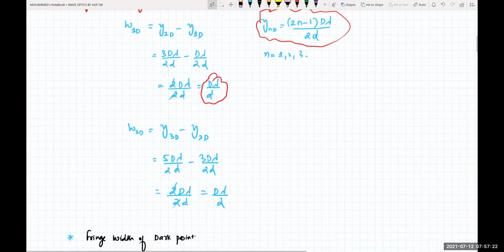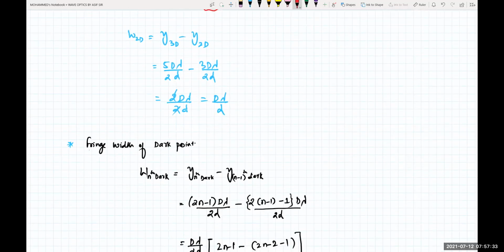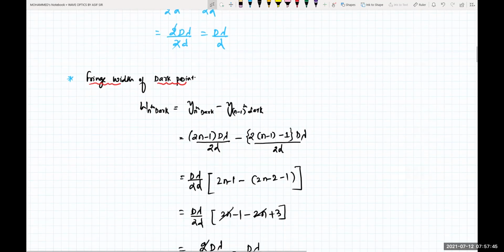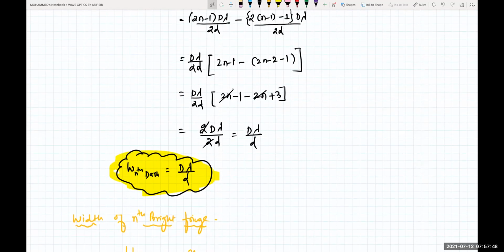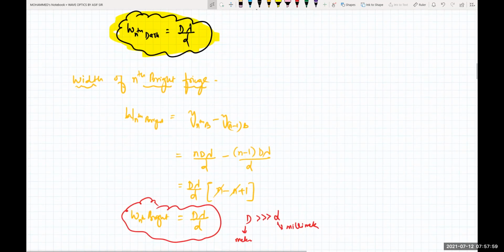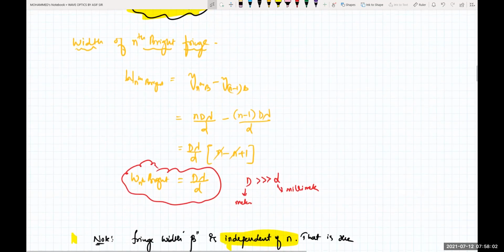The same way, the width for the second dark: the position of the third dark minus the second dark. So it is 5 D lambda by 2d minus 3 D lambda by 2d. Simplifying it, I'm getting D lambda by d. So the fringe width of the dark point will be equal to the nth dark minus the (n minus 1)th dark point. Just simplifying that relation, I'm getting the formula as capital D lambda by small d. So the width of the nth dark or nth bright is always constant, that is D lambda by small d. The same way, the width of the nth bright point means nth bright minus (n minus 1)th bright point. So we are simplifying it.